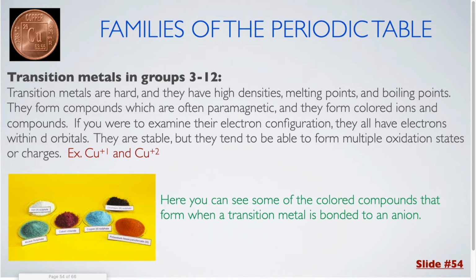So for example, copper could form a +1 or a +2 charge. In the bottom left-hand corner, you can see some of the colored compounds that can form when a transition metal is bonded to an anion.